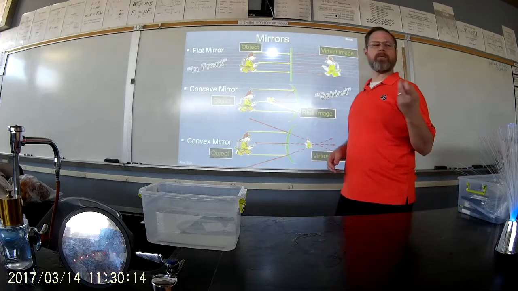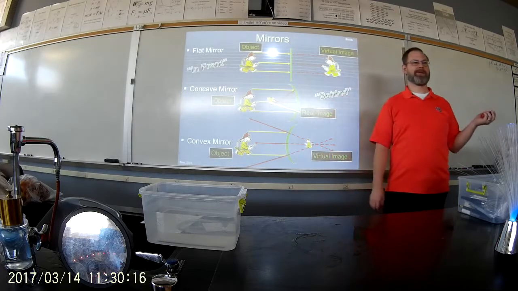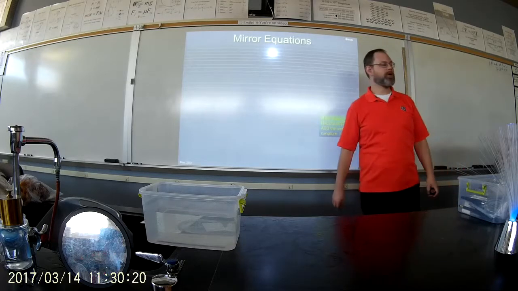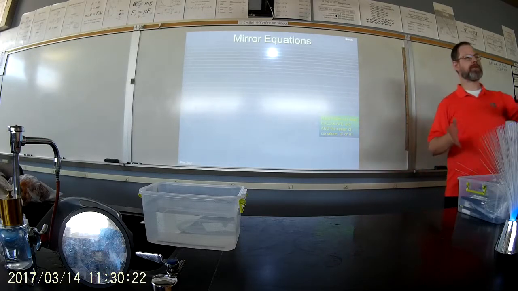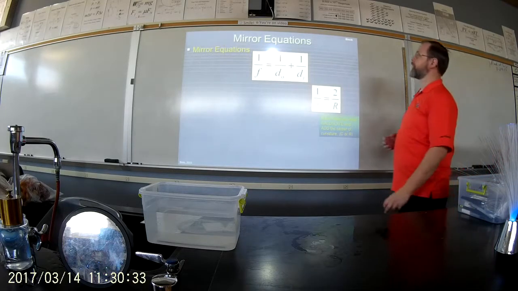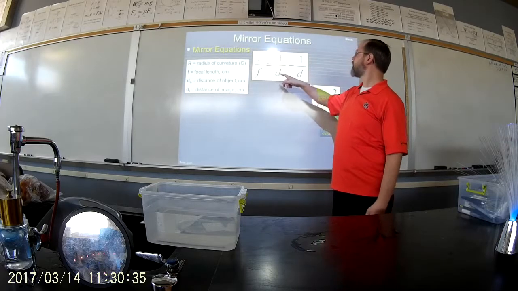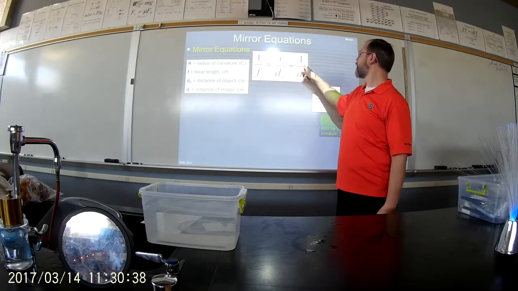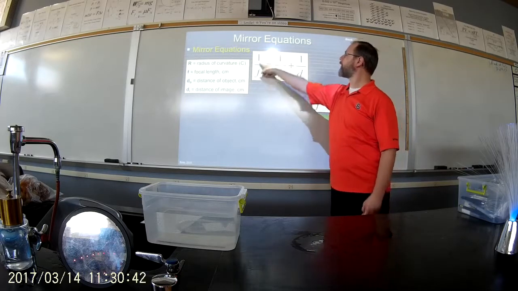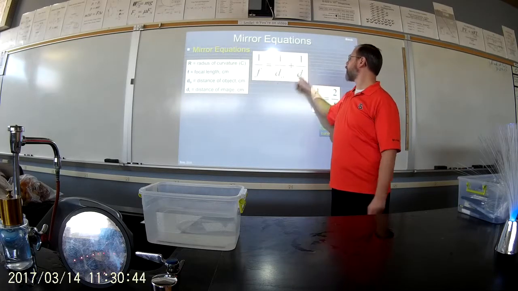Any questions so far before we do something new? Okay, let's do some really cool stuff. Mirror equation. Now, I'm going to give you the equations, and then we're going to talk about them, and then I'll show you what the variables represent. There's a mirror equation, which looks a lot like the lens equation we're going to be using later on. This is the mirror equation: 1 over f equals 1 over do plus 1 over di.